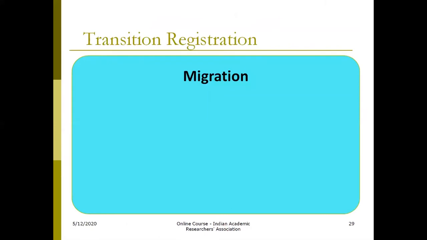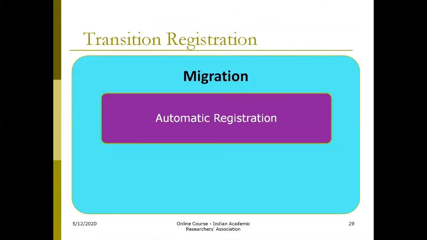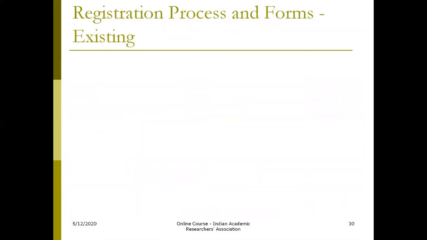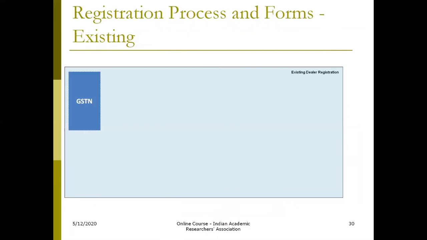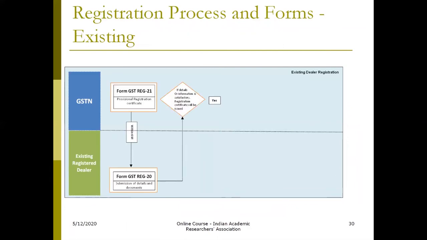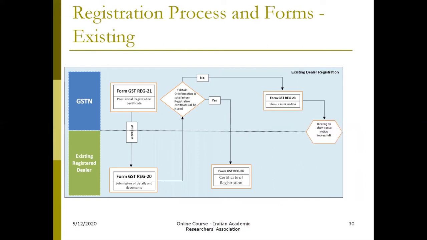Now, transition registration in case of migration, and automatic registration, and first provisional and then final registration in case of migration. Registration process and forms existing. You see the mechanism with the GSTN. First, form number GST registration 21, then registration number 20. Then there is a flow chart, data flow diagram. Then registration 6, registration 23, and so on.